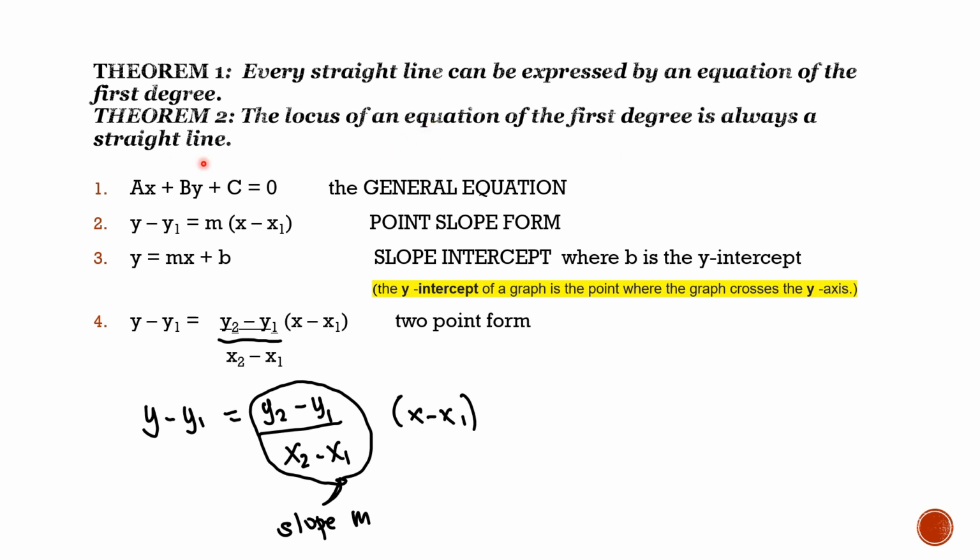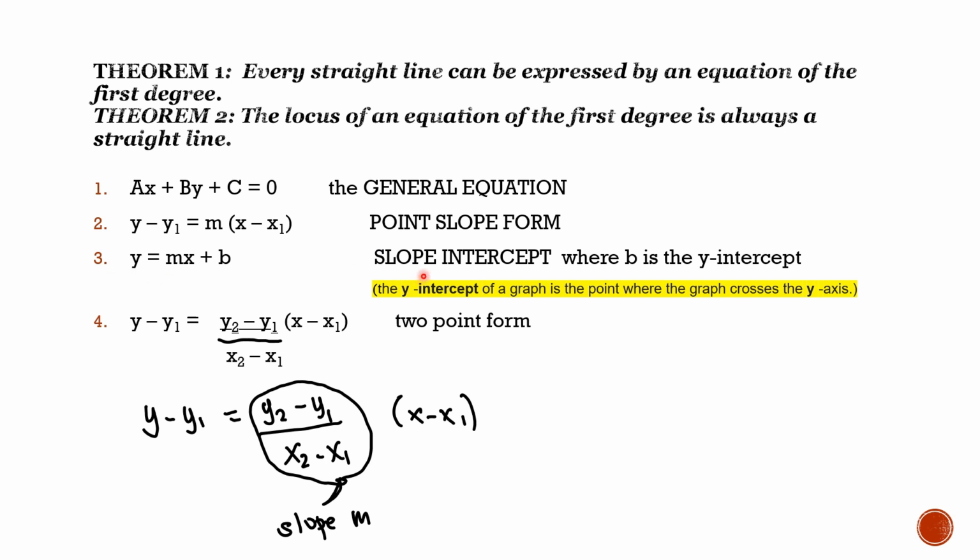There are different forms of the linear equation. The first one is the general equation of a line, ax plus by plus c is equal to 0. Ito yung pamosong alam natin magmula elementary. Then we have the point-slope form. Bakit? Merong point at merong slope. Therefore, y minus y sub 1 is equal to the slope m times the quantity x minus x sub 1.